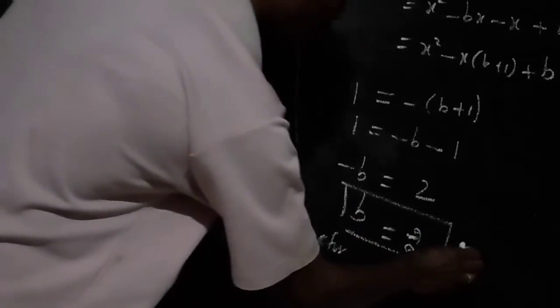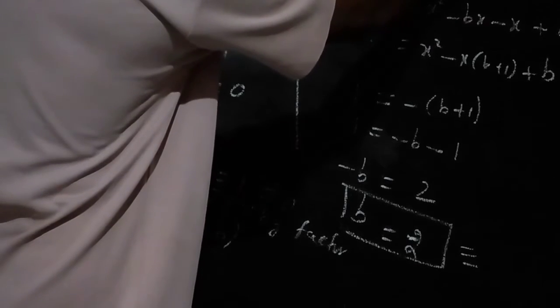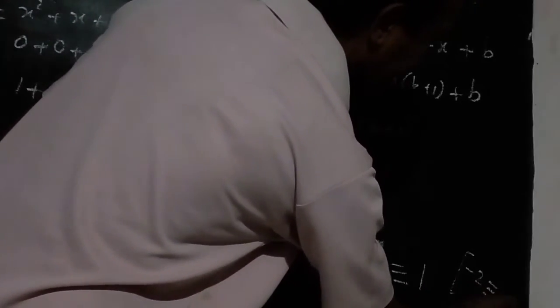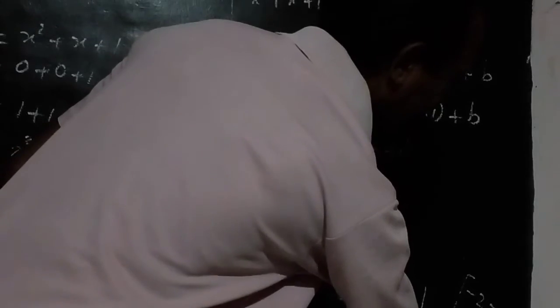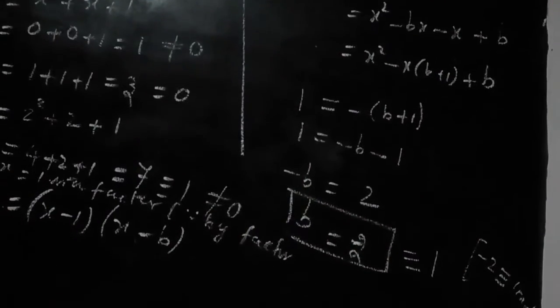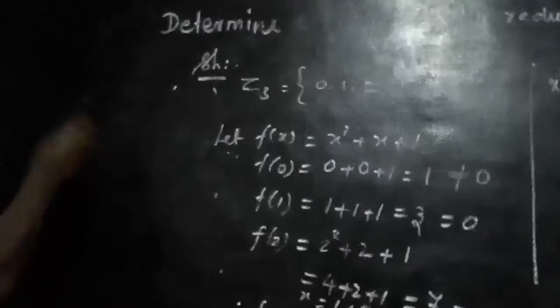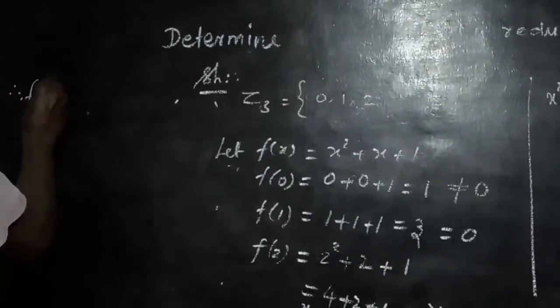So b equal to minus 2 is congruent to what comes? Adding this 3. We have to change this minus to plus, by adding 3. So that is congruent to 1. Okay. So the reason is minus 2 is congruent to 1 mod 3. So when adding 3 to minus 2, 3 minus 2 gives 1. So you get 1.